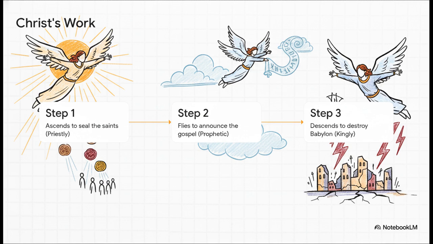Step 1, the angel ascends from the sun rising to seal the saints. That's a priestly function of guarding. Step 2, the angel flies right in mid-heaven to announce the eternal gospel. That's a central prophetic work. And step 3, the angel descends with great authority to destroy Babylon, fulfilling that kingly role. Ascending, flying in mid-heaven, descending. Priestly, prophetic, kingly. See how that lines up?